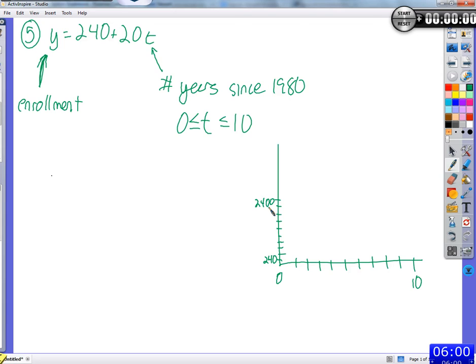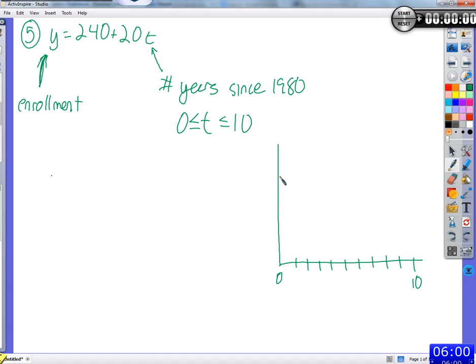Do we get up that high? No, not even close. How do you know? Because I did the problem. Okay, well, what about having done the problem tells you you won't get up that high? Like 20 per year. 20 per year for 10 years, so that doesn't sound anything like thousands. So that scale's too big. So should we start 240 here or here?